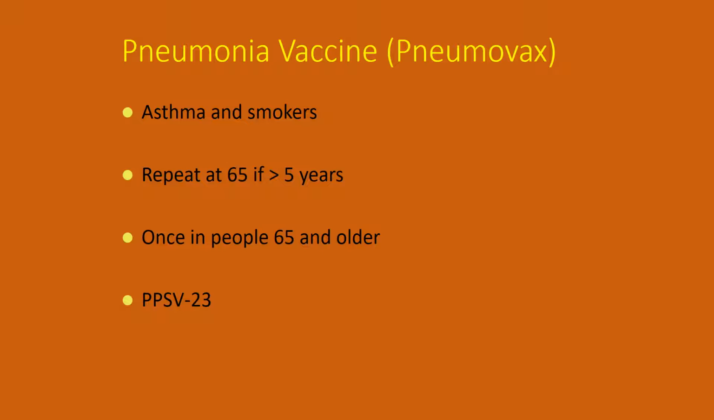If someone is younger and got their Pneumovax at 63, then you wait 5 years and give it at 68 as opposed to 65. But most people will have gotten their vaccine in their 50s, so once they turn 65, it will have been 5 years. So you give the Prevnar at 65 and then the Pneumovax at 66.